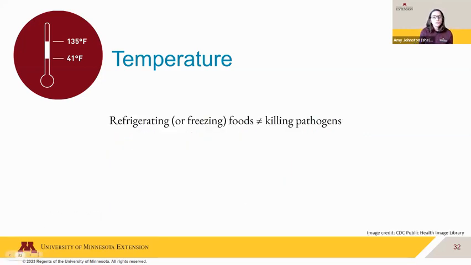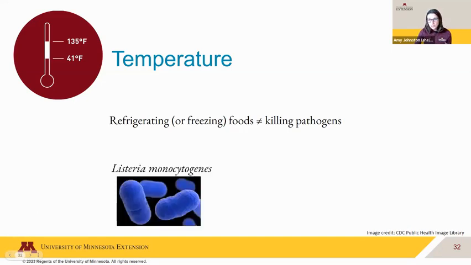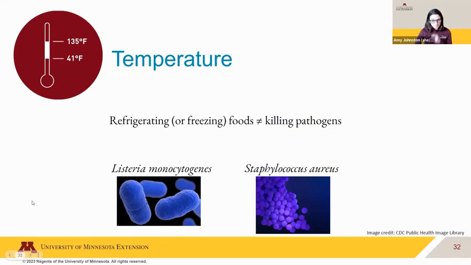So refrigerating or freezing does not kill any pathogens that may be present on the food. Refrigerating or freezing only stops the growth of the pathogens. And unfortunately, there are pathogens that can continue to grow at refrigerated temperatures. Listeria monocytogenes can survive and grow in temperatures as low as 34 degrees Fahrenheit. And Staphylococcus aureus can continue to grow at temperatures as low as 44 degrees Fahrenheit.